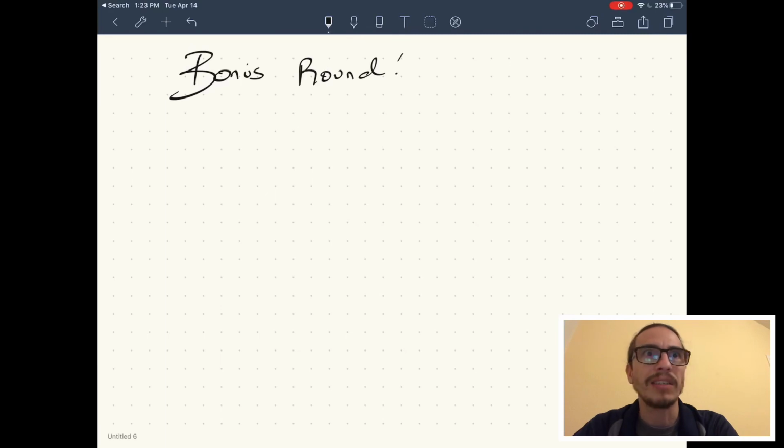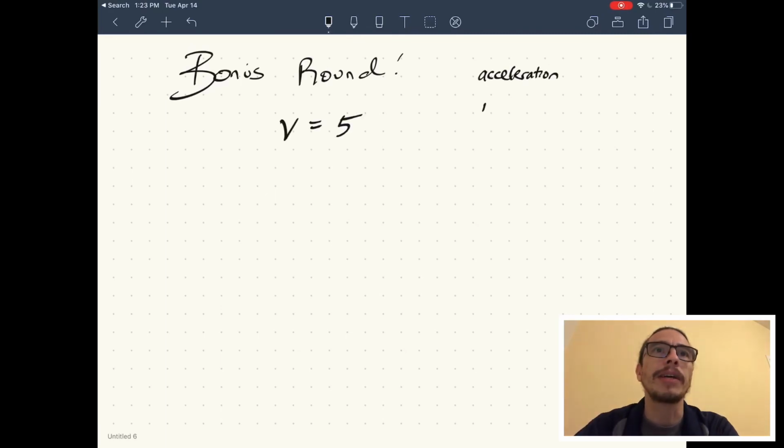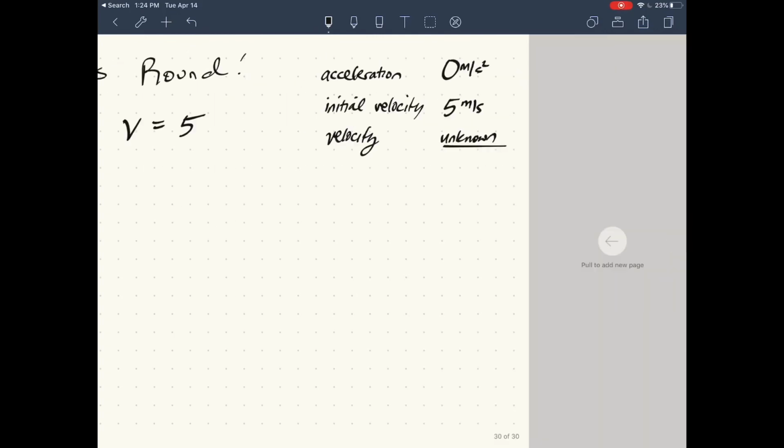Oh, the bonus round. v equals 5. What's the acceleration and what's the initial velocity? No, acceleration is not 5. It's 0 because there's no t term. And initial velocity is 5.